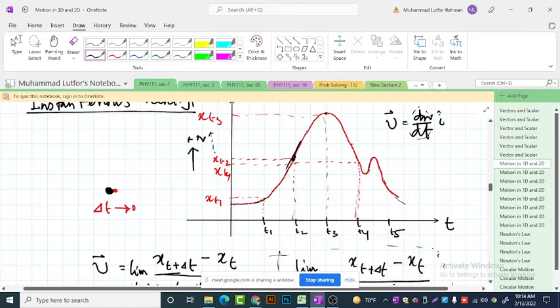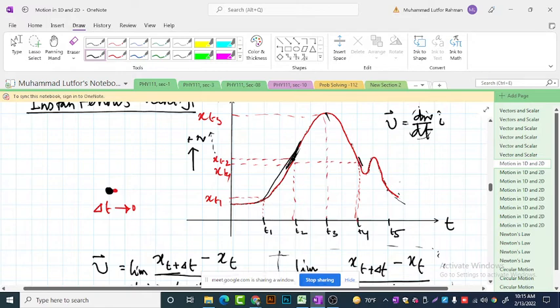For example, if I take the tangent at the points t1 and t2, I will find that the tangent would be positive. If I take the tangent between t2 and t3, that would also be positive. But if I take the tangent between t3 and t4, that's going to be negative. At any point, say t4, the tangent is going to be negative. Right? Also for t5, you can say it in that way.